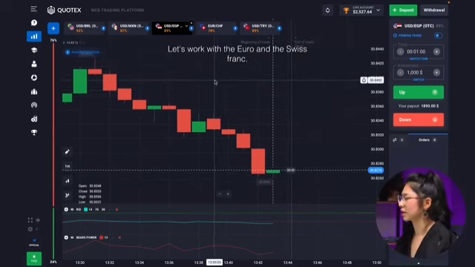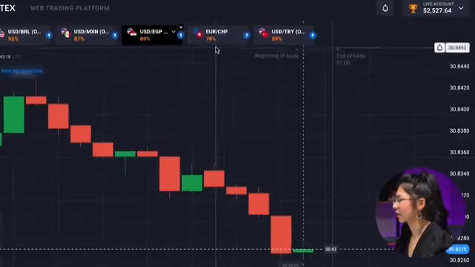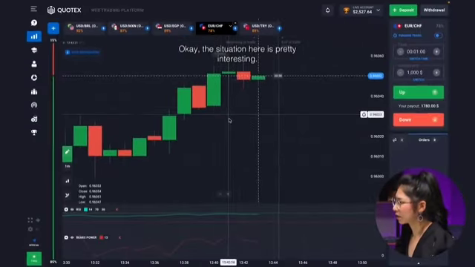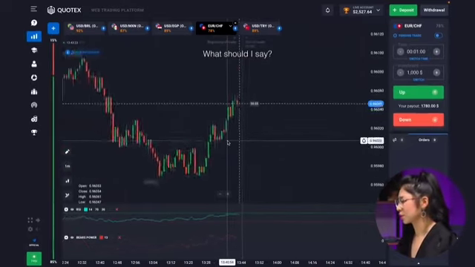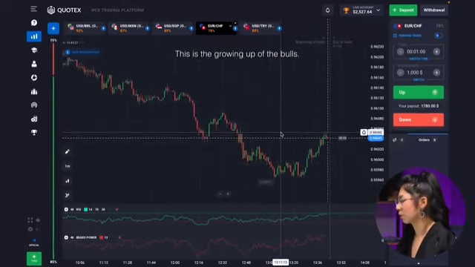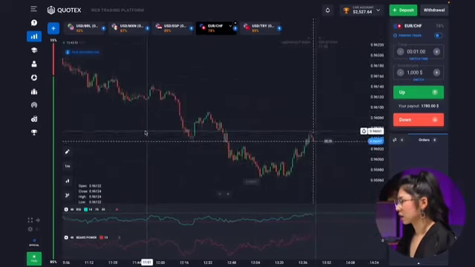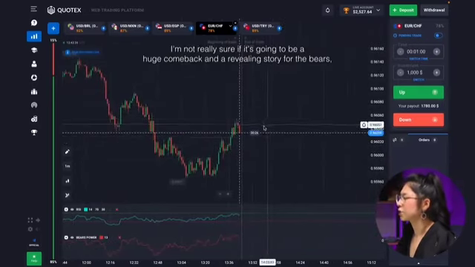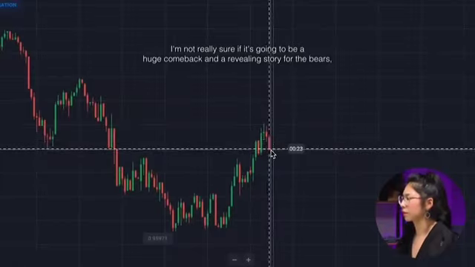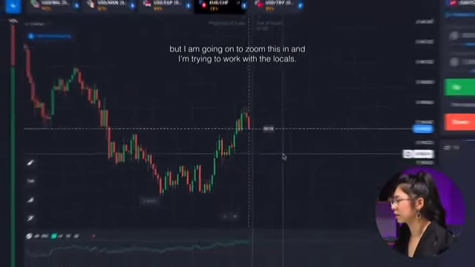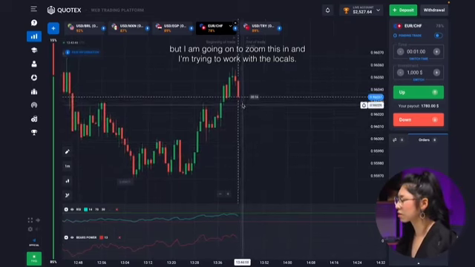Let's go work with the euro and Swiss franc. Okay. So the situation here is pretty interesting. What should I say? There's growing up of the bulls. By the way, the whole story was for the bears. I'm not really sure if it's going to be a huge comeback and revealing the story for the bears, but I'm going on to zoom this in, and I'm trying to work with the locals.